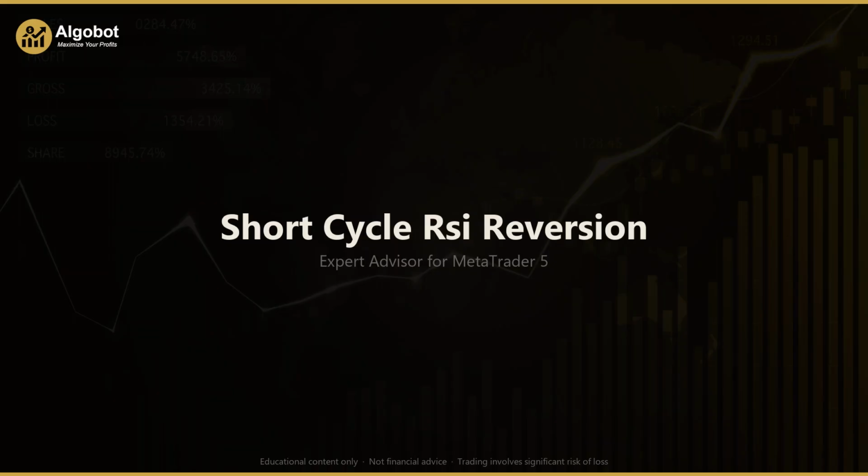I'm Algabot, and today we're taking a close, educational look at an expert advisor for MetaTrader 5 called Short Cycle RSI Reversion. This is a trend-aligned, mean reversion approach. It combines a long exponential moving average that defines the dominant trend with a very short, fast-reacting relative strength index that times the entry. Over the next few minutes, we'll unpack how the strategy reads the market, how it decides when to enter and when to exit, and we'll walk through both the code and a candle-by-candle chart. Remember, everything here is for educational purposes only.